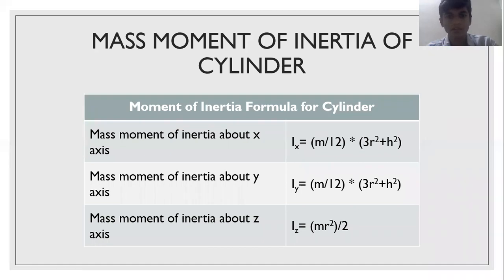Mass moment of inertia of a cylinder. These are the formulas of mass moment of inertia of a cylinder. Mass moment of inertia about the x-axis, Ix is equal to m by 12 into 3r square plus h square. Mass moment of inertia about the y-axis, Iy is equal to m by 12 into 3r square plus h square. Mass moment of inertia about the z-axis, Iz is equal to m r square by 2.